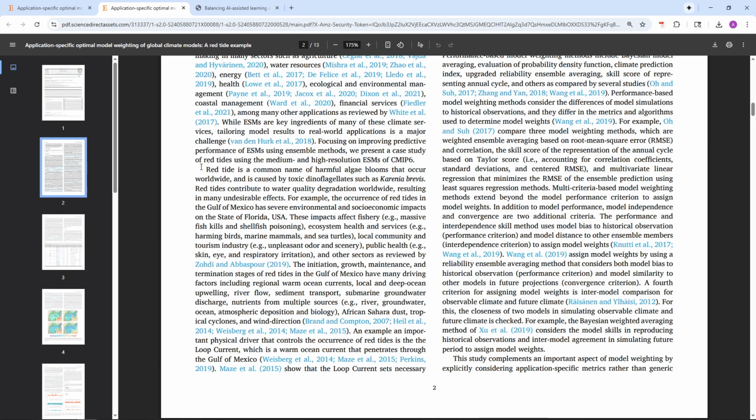I will start very general. I will start by talking about harmful algal blooms here in Florida and their impact on health and on the economy, tourism, and so on and so forth. That's what I did here. And then I provided the citation.